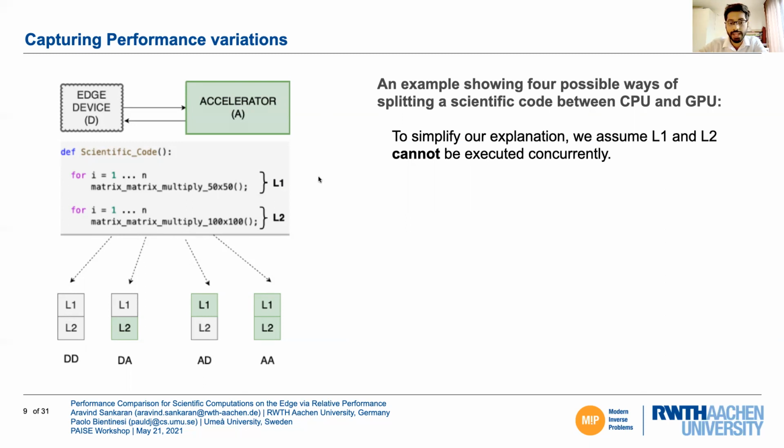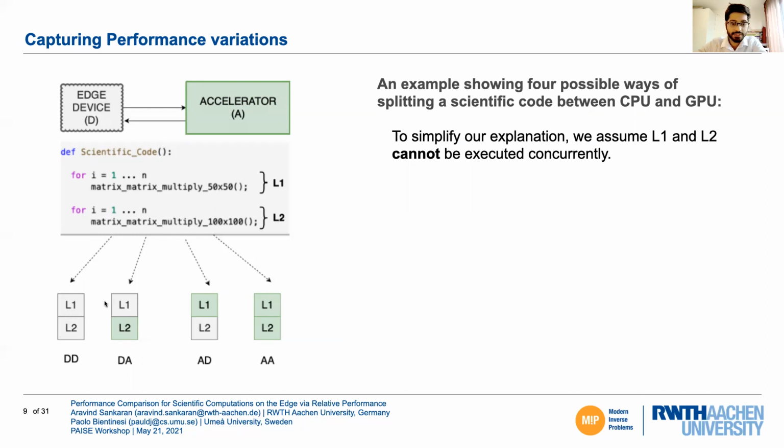Either the whole code, L1 and L2, is run on a GPU or a CPU, or either one of the loops is offloaded to the accelerator GPU. Another thing here: the time taken for data transfer between devices is included within the loops L1 and L2.